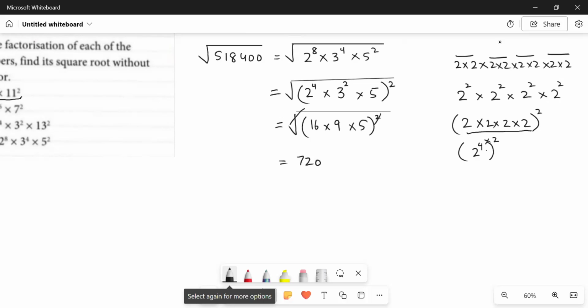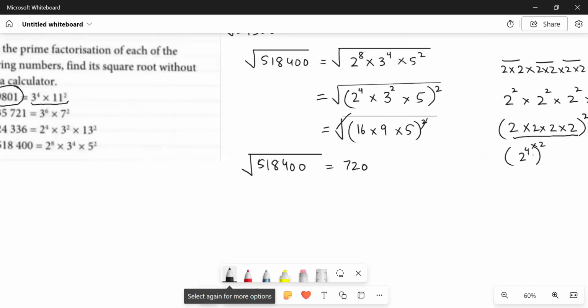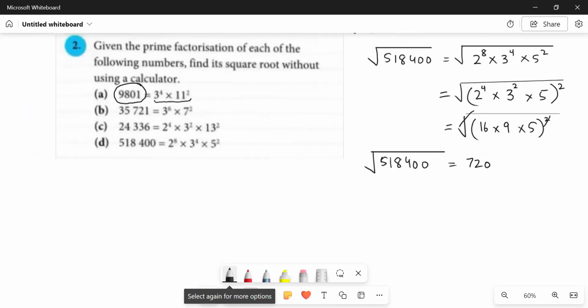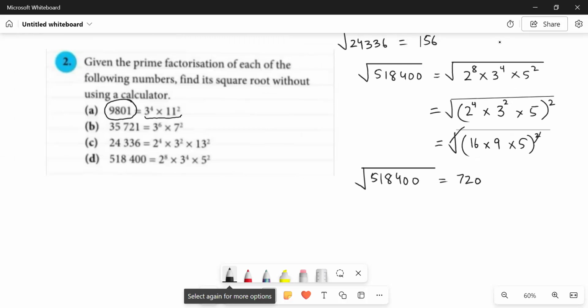It means 518,400, a 6-digit number, is the perfect square of a 3-digit number, that is 720, which means 518,400 is the perfect square of 720, and 720 is the square root of this very number, that is 518,400. And here we have completed question number 1 and 2.